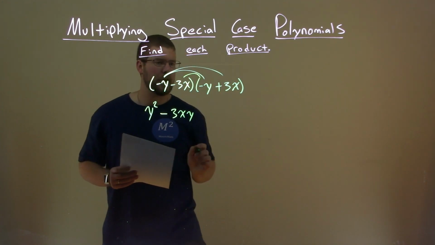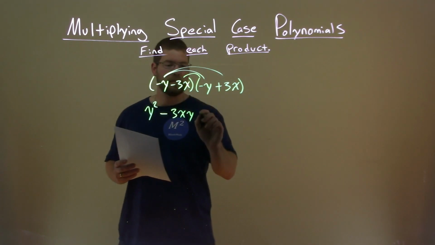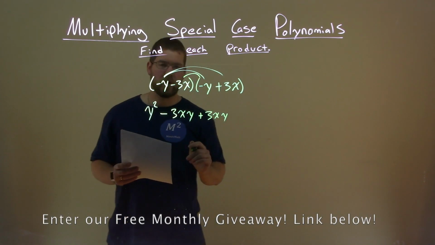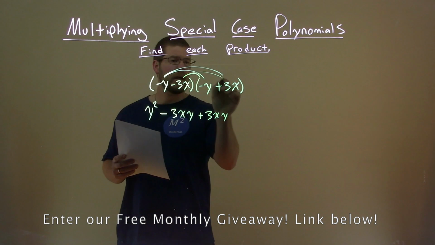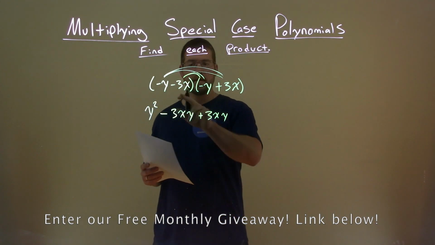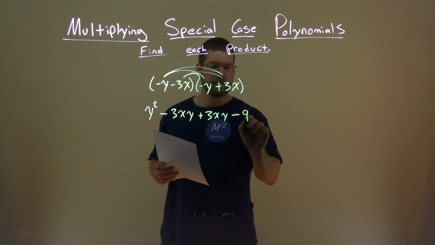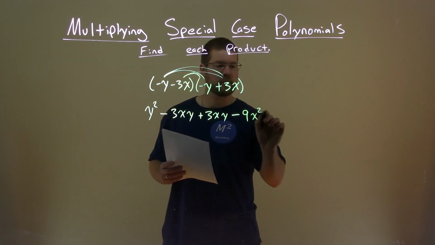Inside, minus 3x times a minus y. Two negatives make a positive. 3x times y is 3xy. Lastly, minus 3x times a positive 3x. Negative times a positive is a negative. 3 times 3 is 9. x times x, x squared.